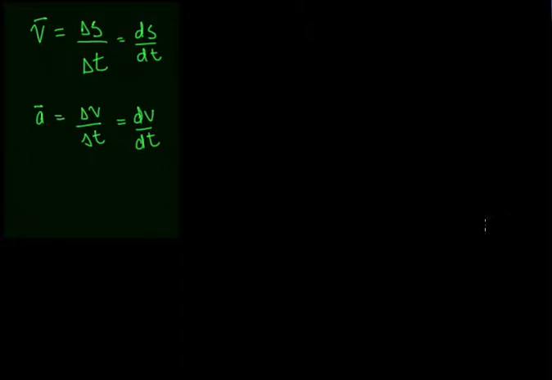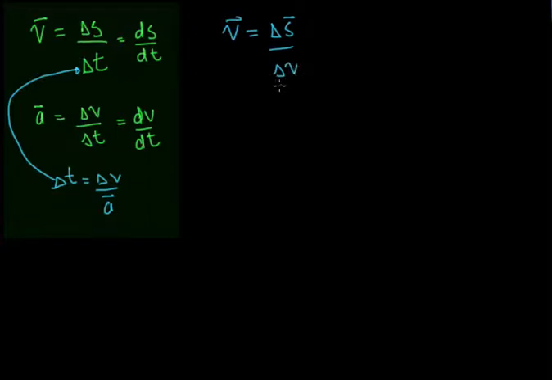So what we're going to do is solve for the change in time. Change in time using the second equation equals change in v divided by acceleration, just doing a little bit of rearranging, and then I'm going to plug this change in t back into the first equation. So what does that give me? That gives me v equals change in s divided by change in t, which is change in v over acceleration. Well, that looks a little messy.